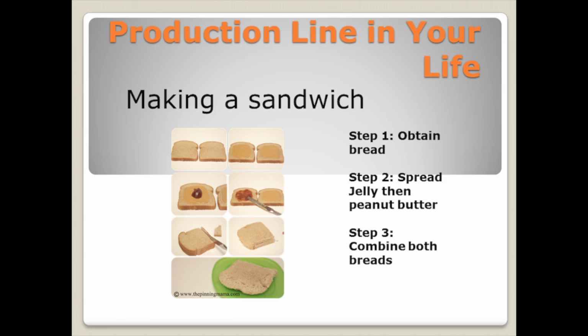But the production line doesn't stop there. We see it in our lives all the time. An example would be in your kitchen. When you make a sandwich, you take 3 steps to complete this process. You get the bread, you spread the jelly, and you combine the slice. This is the basic form of production line.